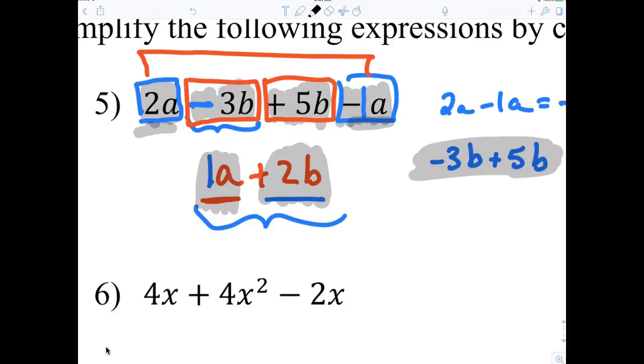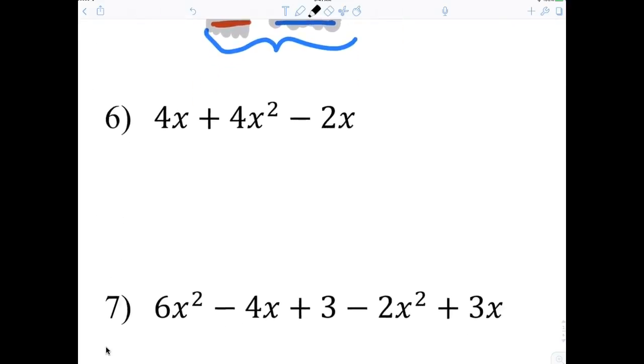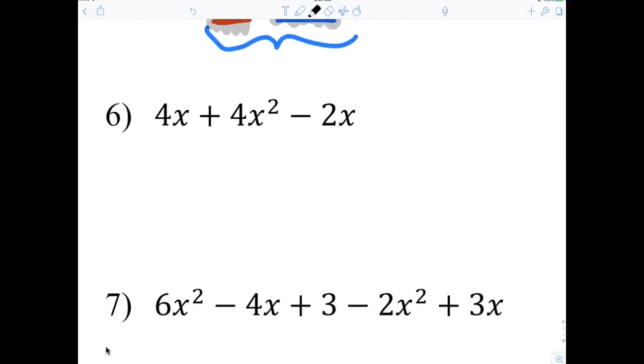We're going to do a couple more, guys. Remember, this is in this section where we're combining like terms. All right, so let's look at 6. Is there anything I can do with 4x squared? No, because it's not any like. No, there's nothing like. So everybody write down 4x squared.